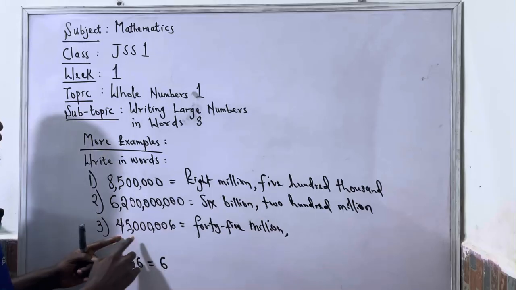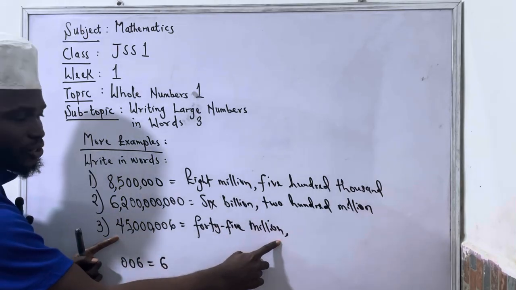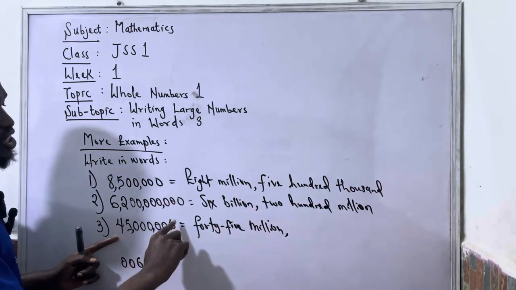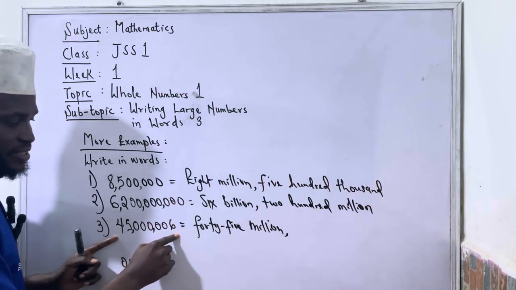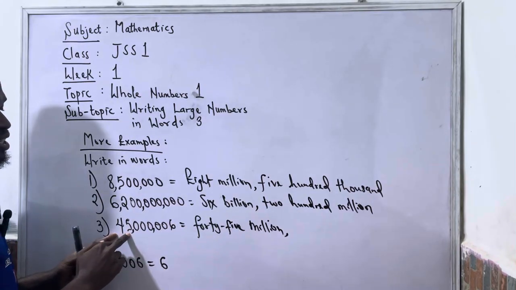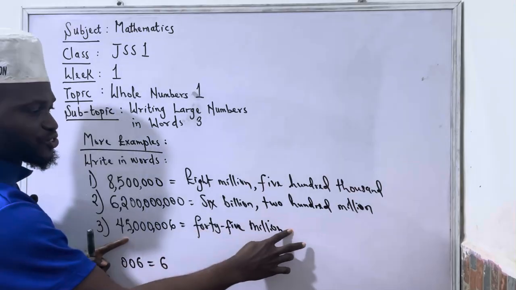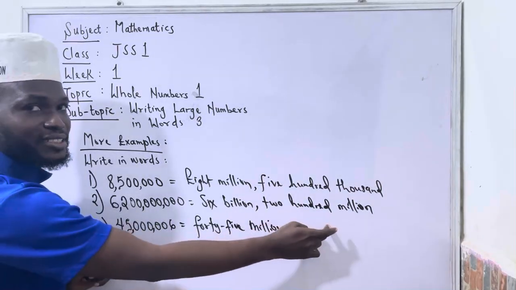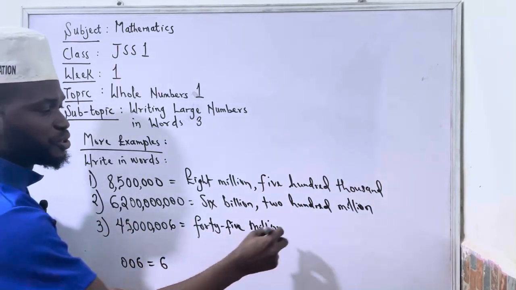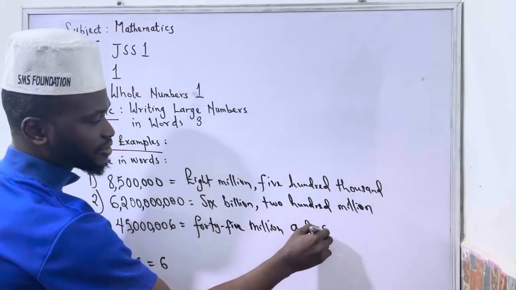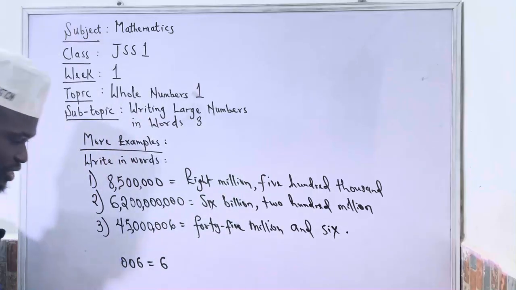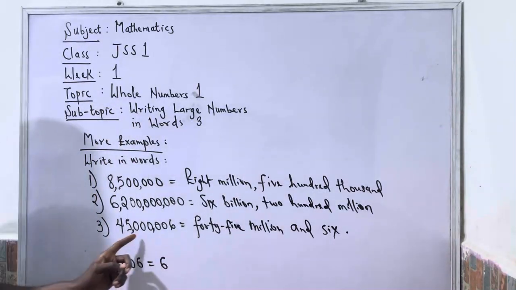So after pronouncing 45 million, I will just jump straight to the last number here, which is the 6. That means this is 45 million. I will not just write 45 million 6. No, I have to put the word and. 45 million and 6. So that is how to pronounce 45,000,006.